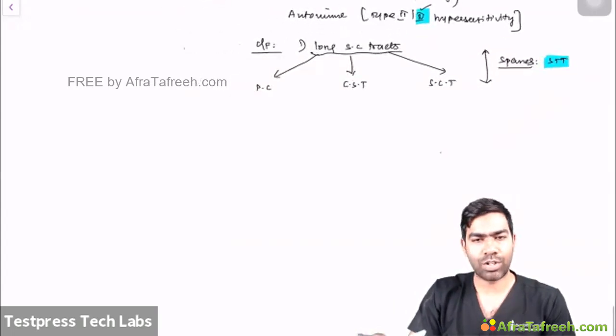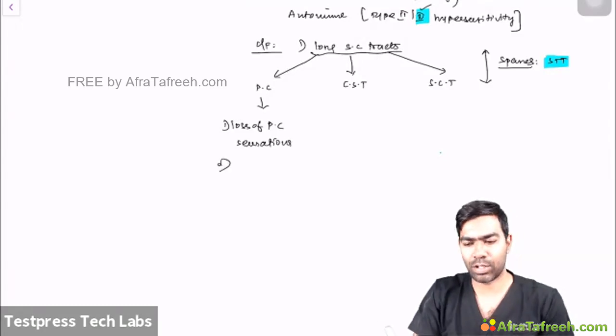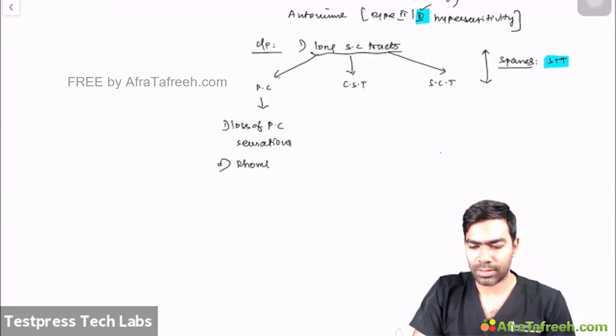So if you have posterior column involvement, of course, you will have loss of posterior column sensations. There's no doubt about that. Apart from that, you will have some characteristic signs because of loss of the posterior column. One is the classic Romberg sign. Romberg sign is very classical.